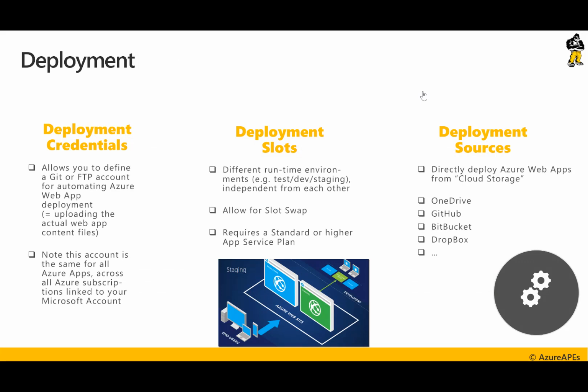So drilling down on a couple of those aspects, starting again with the first pillar, deployment: deployment credentials, deployment slots, and deployment sources. Deployment credentials basically points to defining a Git or FTP account for automating your Azure Web App deployment. Now, quite important, the account that you define there will be used for all Azure applications across all your Azure subscriptions linked to your Microsoft account. So it's like in the good old days when you were creating a web server and you handed over your FTP credentials to a developer.